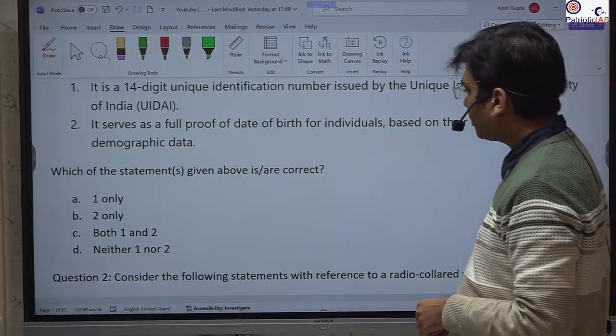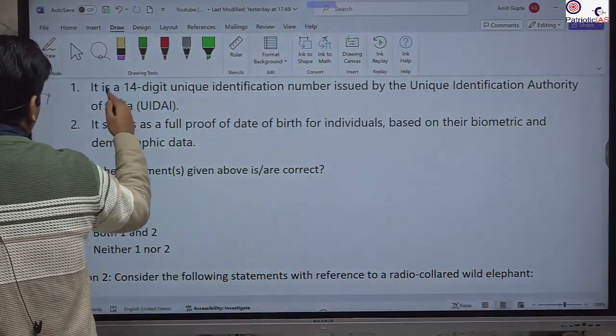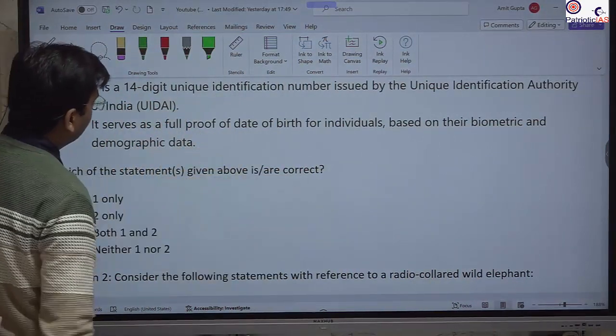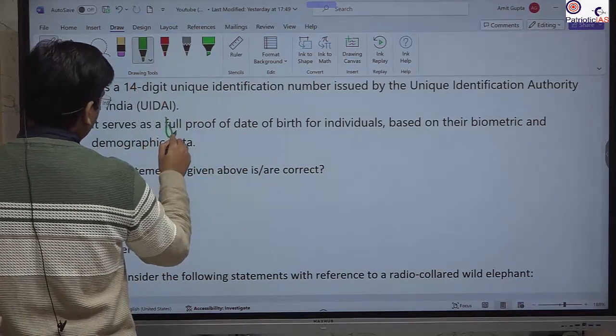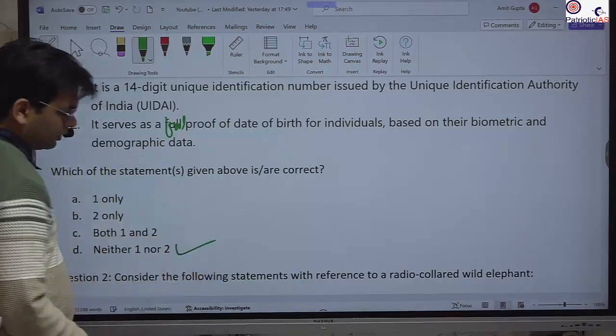So the correct answer for this question will be what? Statement one is not correct because it is a 12-digit number, not 14 digits, and it is not considered as the foolproof for the date of birth. So D is the correct answer.